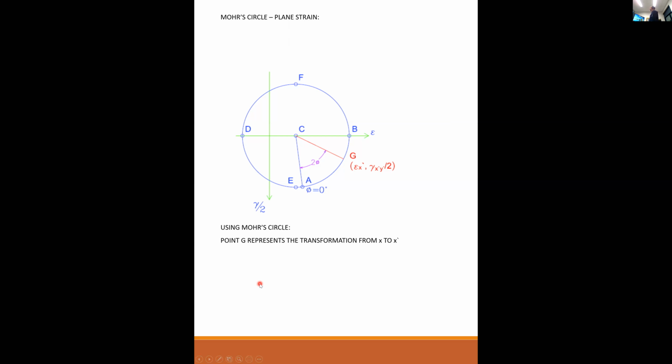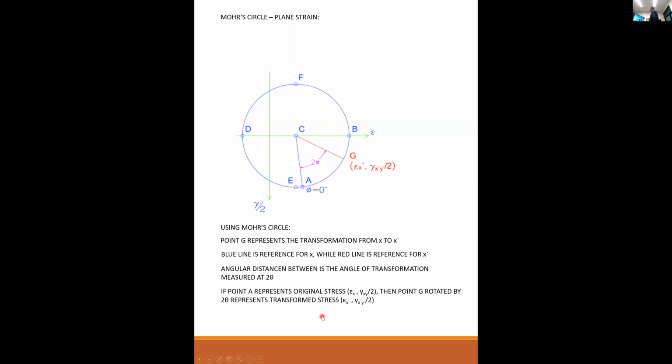Point G represents the transformation from x to x prime. So this represents the X original coordinate axis at 0 degrees, and then this would be a positive rotation to a new axis at X prime. Blue line is reference for X, while the red line is the reference for X prime. Angular distance between is the angle of transformation measured at 2 theta. So theta is the transformation angle, and it's drawn on the circle at 2 theta.